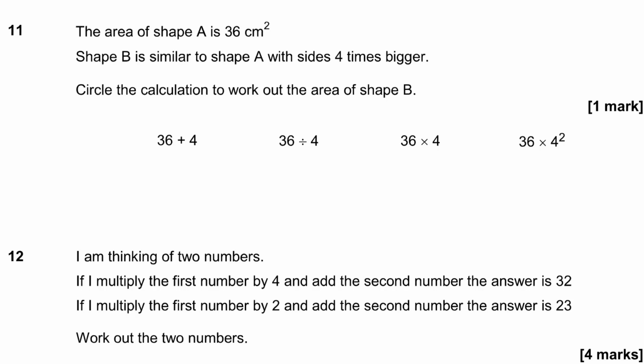Okay, so if we've got two similar shapes and their sides are in a ratio of 1 to n, then their areas are going to be in the ratio of 1 to n squared. Now in this case, the scale factor of their sides is 4, so the scale factor of their areas is going to be 4 squared. So we're going to work out the area of the larger shape by multiplying through by a factor of 4 squared. It's that one there.